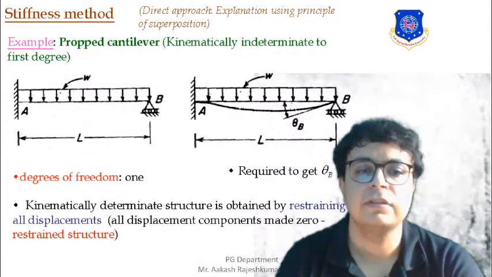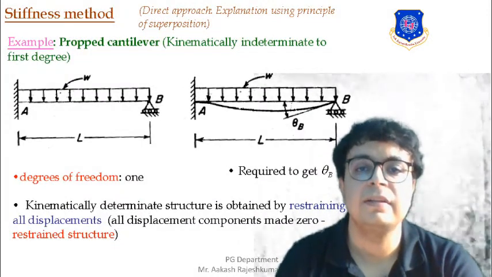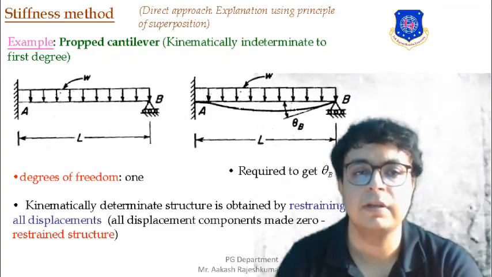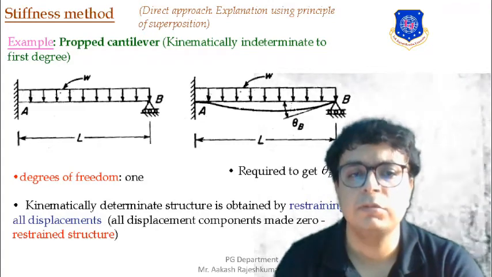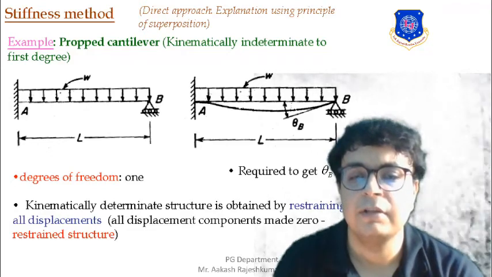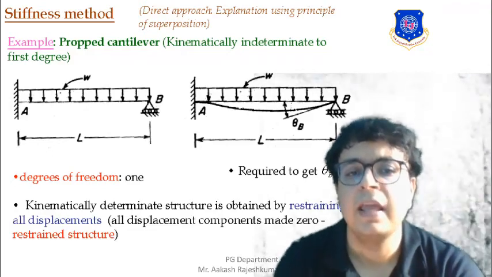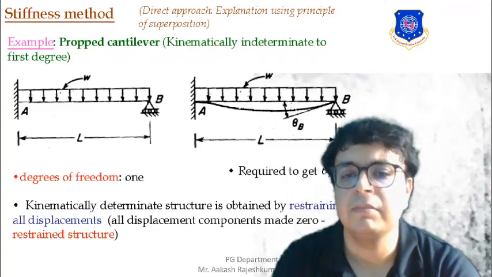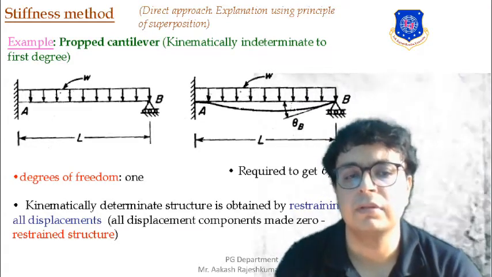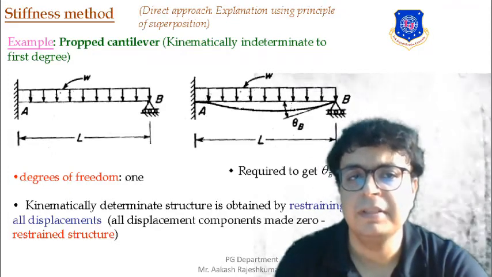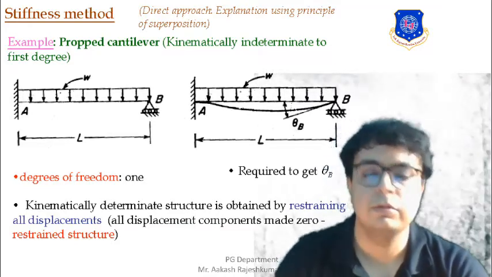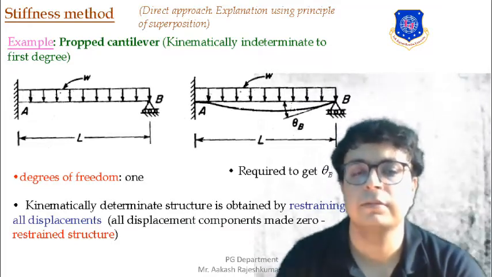Okay, like this, you can see that we are having a propped cantilever, a kinematically indeterminate structure. So what will be the degree of freedom? It will be only one, that is at point B. It will be only having the rotation at B. So yes, the kinematically indeterminate structure is obtained by restraining all displacements. All the displacements will be made equal to zero. So we are restraining it.